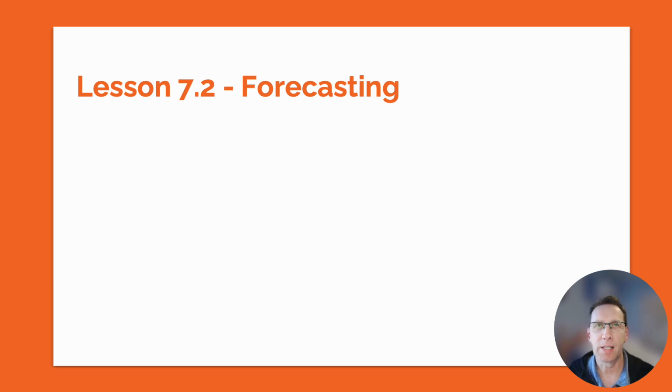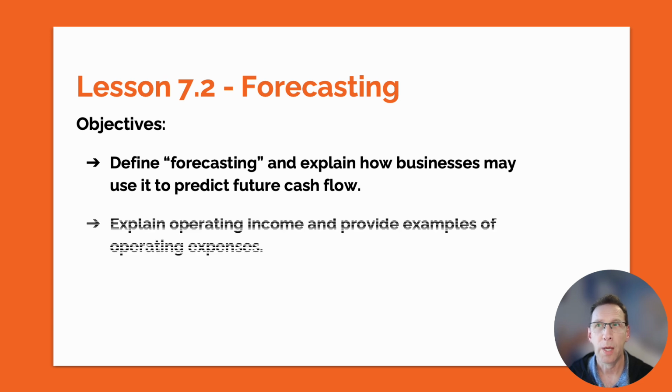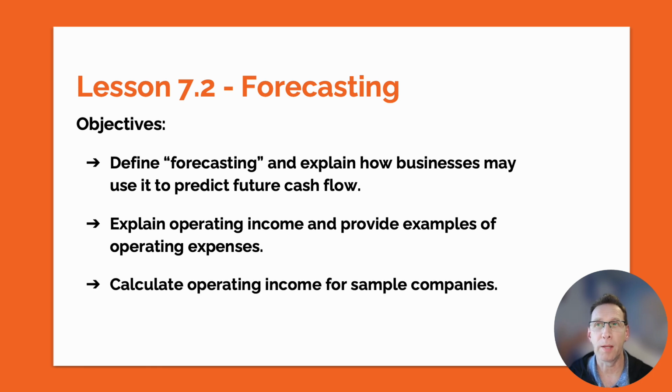Today's lesson is lesson 7.2. It is on forecasting when it comes to business finance. So our objectives for this lesson are to define forecasting and explain how businesses may use it to predict future cash flow, to explain operating income and provide examples of operating expenses, and to calculate the operating income for a sample company.